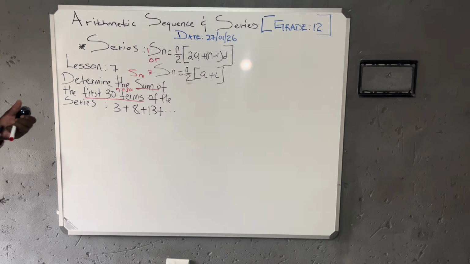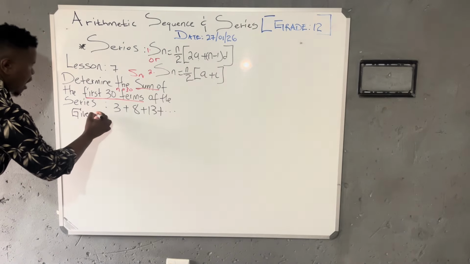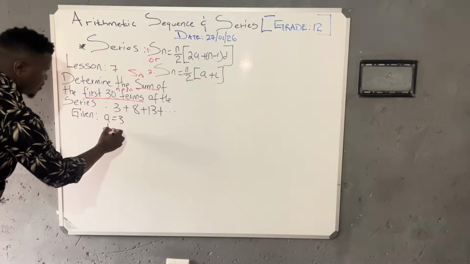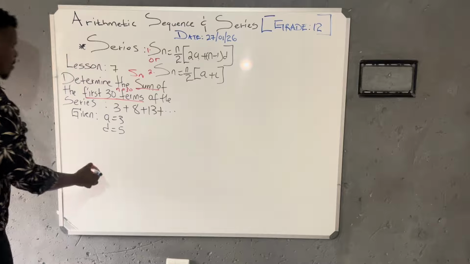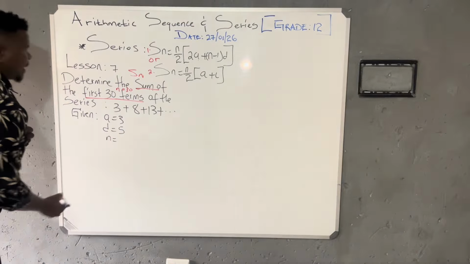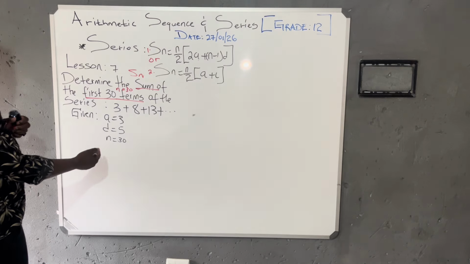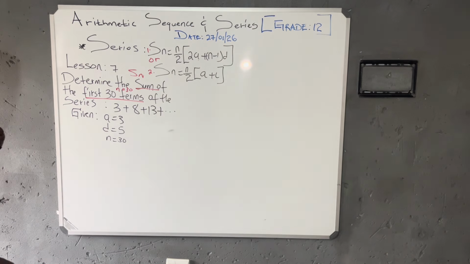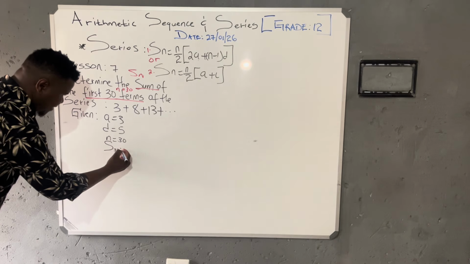So now, everyone by now should know that if I'm writing what I'm given, I'll say for the fact that I have my a, which is 3. And what is my d? 8 minus 3. That gives us a 5. What is my n? It's 30. But what is the sum of the first 30 terms? I don't know. So I don't know what S30 is.